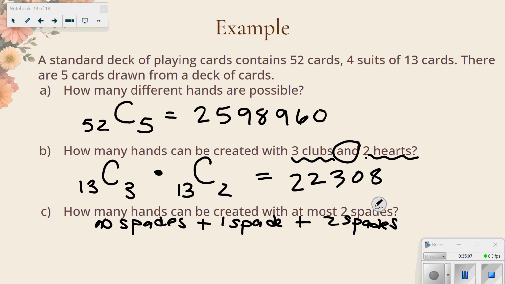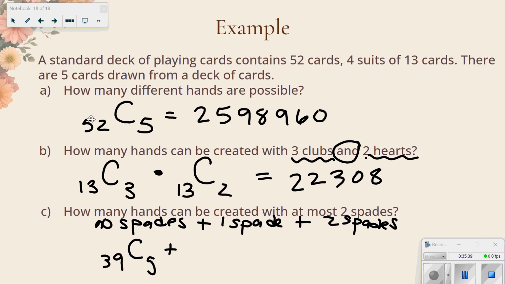So if I have no spades, how many possible cards are not spades? How did you get 39, Vivian? Subtracted 13 from 52 since you're eliminating a suit. Good, you're eliminating that suit. So how many am I going to choose from in my deck, in my hand? I'm going to have 5 of those. Now we're going to add that to 1 spade.